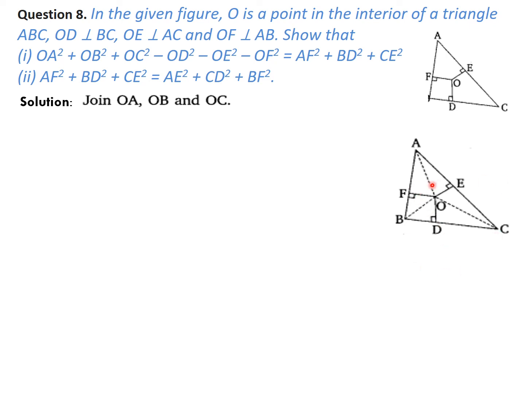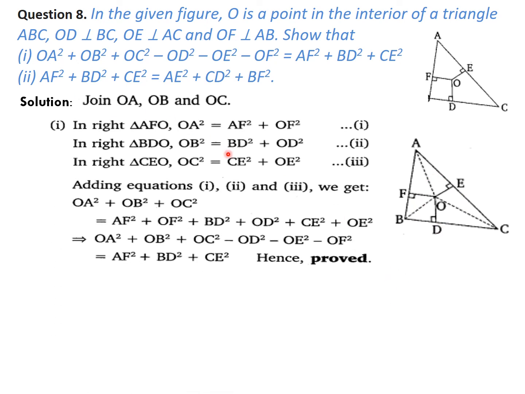If you check these two, this is the right angle right over here. For this triangle, this is the right angle. For this triangle, this is the right angle E. For this triangle, D is the right angle. Here also D is the right angle. Here F is the right angle. So this triangle has been broken into 6 right triangles.